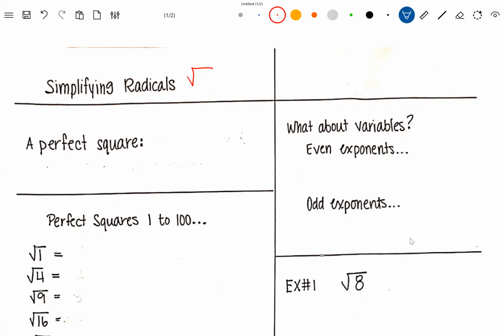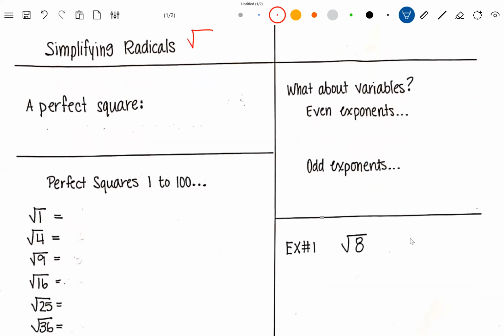and perfect squares. So a perfect square is a number with whole number square roots. If you typed into the calculator square root of 25, the answer would be 5. So that 25 is a perfect square. If you typed in square root of 26, it would give you a decimal. So that is not a perfect square.